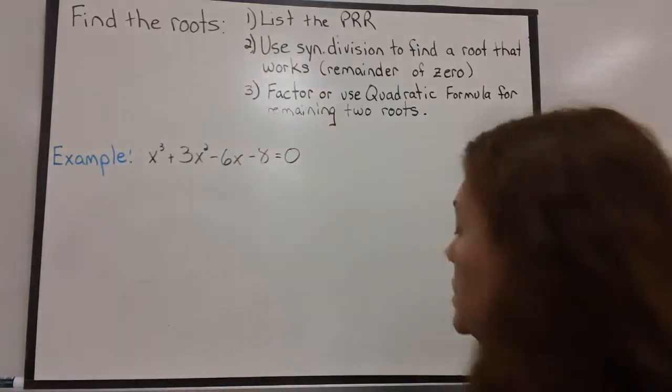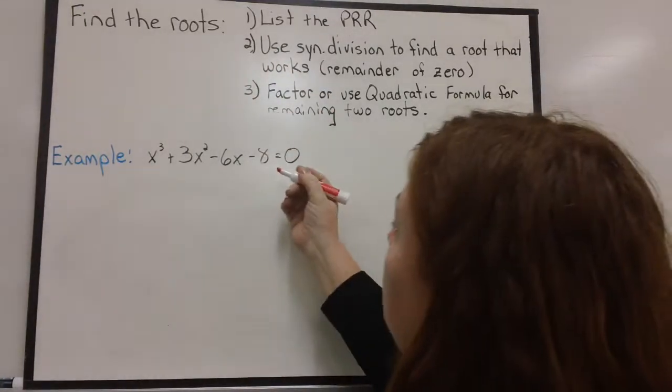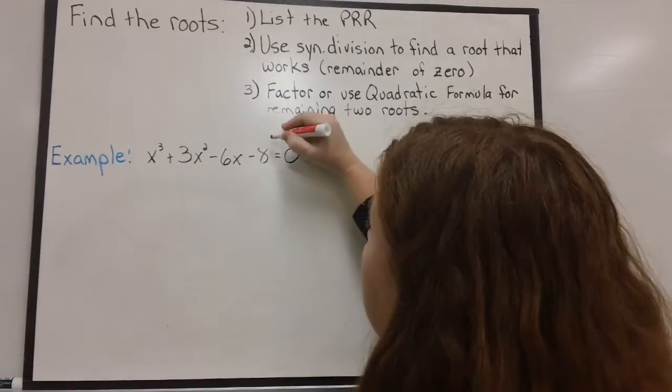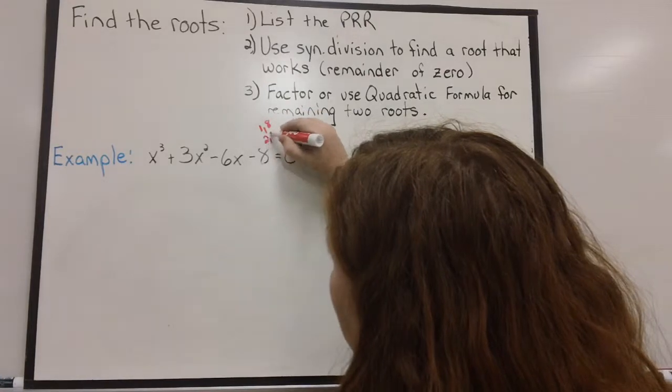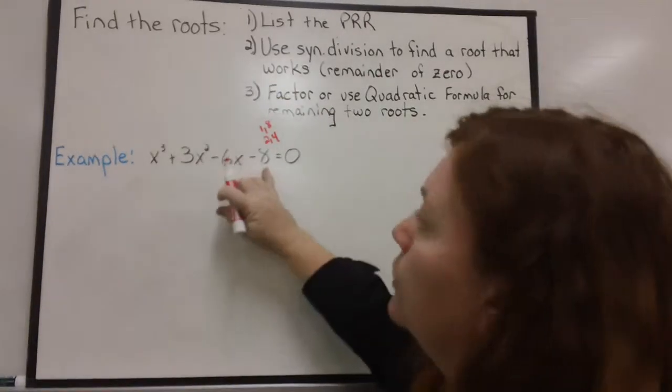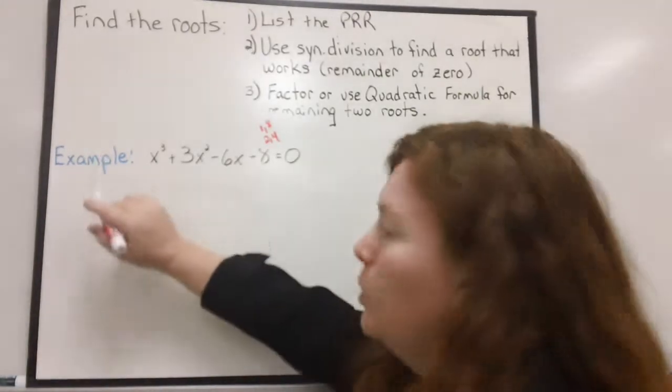So first let's start. Oh, I'll use red. The factors of the constant. That's an 8. Sorry about that. 1 times 8 and 2 times 4. Over the factors of the leading coefficient. Ooh, that's just a 1. I like that.